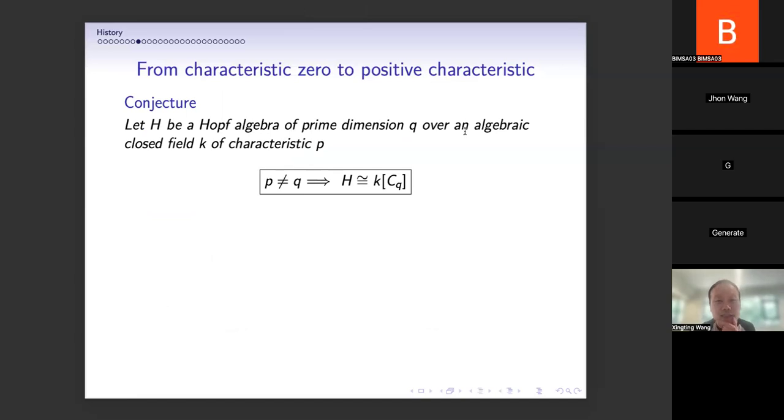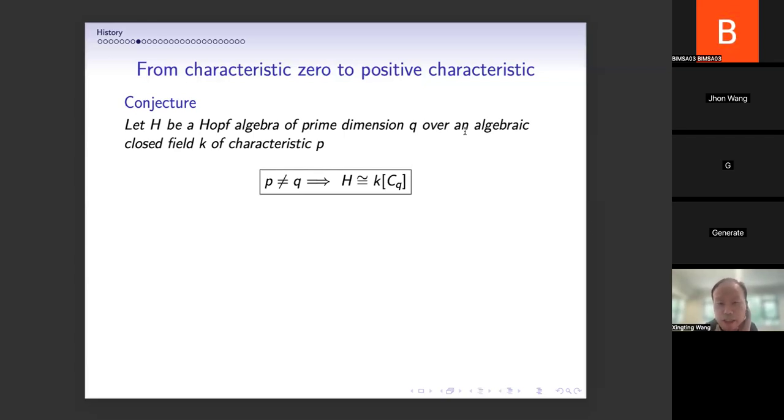Now, there's another conjecture which I'd like to mention, but we don't have much good result on it. It is when you let your dimension be a prime and the characteristic of the field be a prime, but they are two different primes, right? That's the most general case. So we take a Hopf algebra of dimension Q and an algebraically closed base field K of characteristic P. And we know when P equals Q, it's just our previous classification. But what about P not equal to Q?